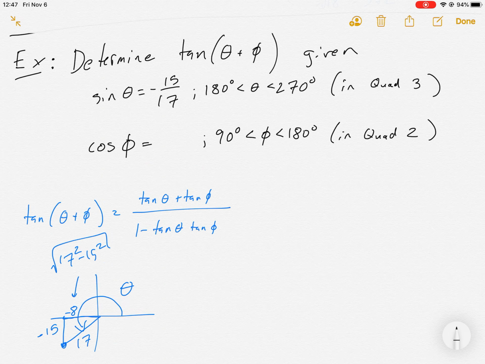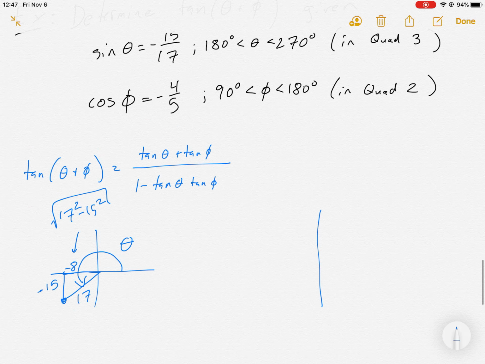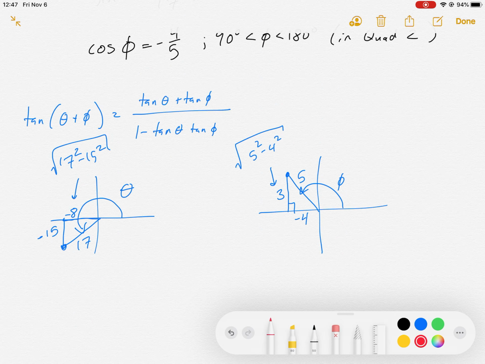So I want cosine to be, let's do negative 4 over 5. Okay. So here's phi. And I'll make a triangle with the x-axis, and then the adjacent side is negative 4. The hypotenuse is 5. That means that the missing side has to be 3. And so there are my triangles. Now we can go ahead and start plugging into our formula.